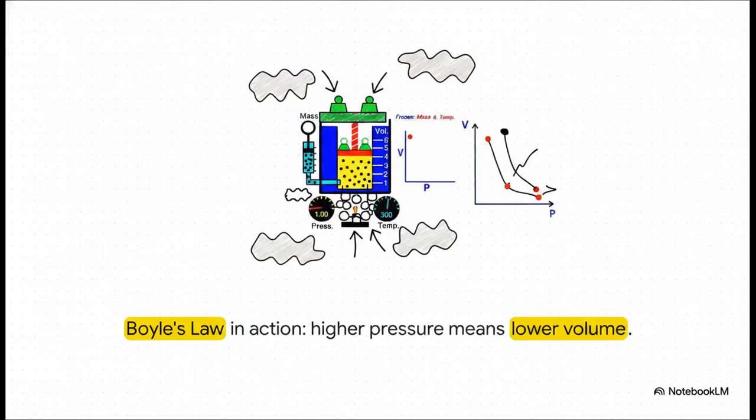Now, it's really fascinating to see this inverse relationship actually playing out. Notice how adding physical mass, like placing heavy weights on a piston, increases the downward pressure. And what happens? The gas molecules are forced into a much tighter space, so the volume visibly shrinks. It's a beautiful, super intuitive physical reality that just maps perfectly to a simple equation.